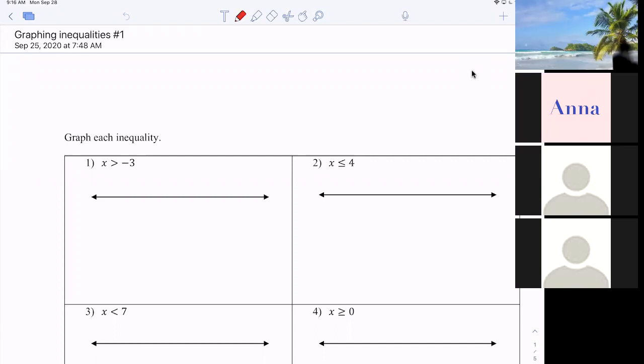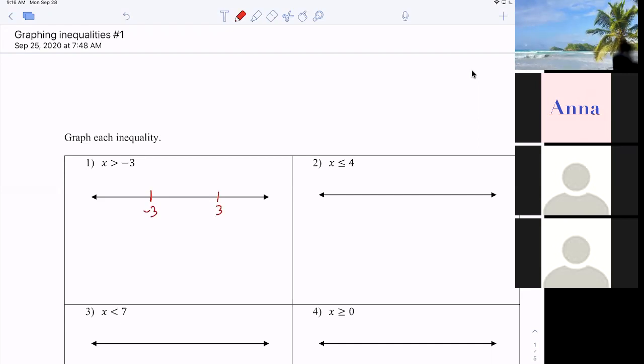Now, 1, 2, 3, and 4 are supposed to be easy because they're already solved. I just have to make sure you remember how to graph inequalities. So with that being said, x is greater than -3. Here's how I want you to do it. I always say plot the solution and its opposite. So right now, I want everybody to put a spot here and put -3 over here and +3 over here.